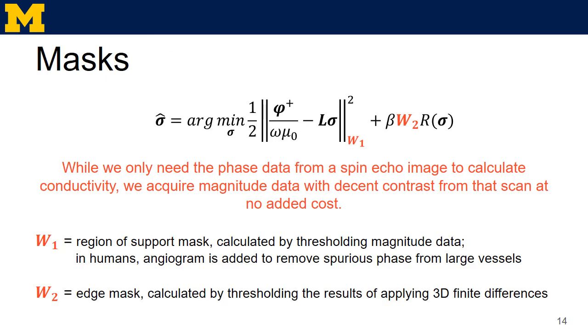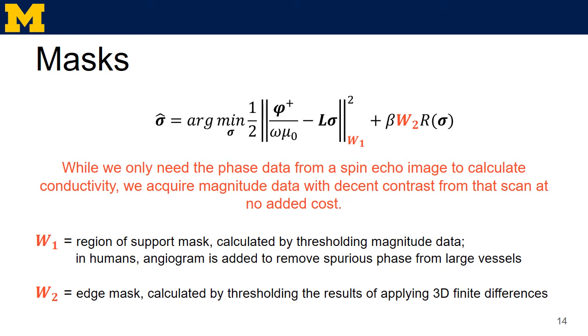Next, we look at the effects of using masks in our estimator. While we only need transmit phase data to calculate conductivity, we acquire this data using a spin echo acquisition, which means we have magnitude data with reasonable contrast that we've acquired at no extra cost. We use this magnitude data to calculate masks for this problem.